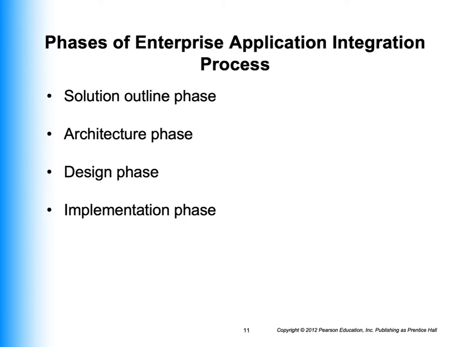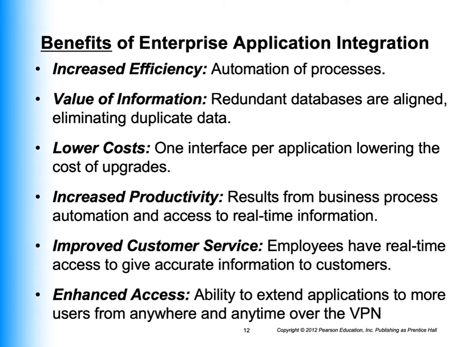So let's take a look at the phases. First, you need to have an outline, and next we have an architecture of how the enterprise will be. Next, we design, and lastly, implementation. There's a benefit: increased automation, which is efficiency, value of automation, lower cost, increased productivity, improved customer service, enhanced access, or in this case VPN.